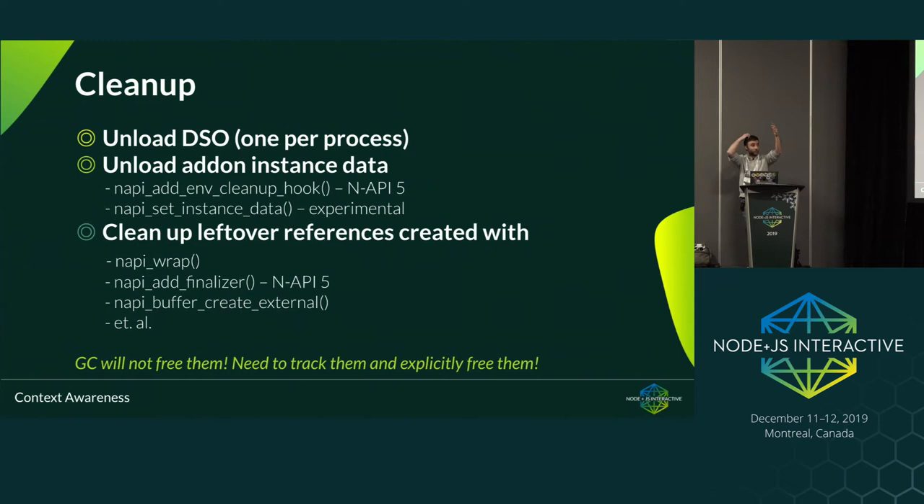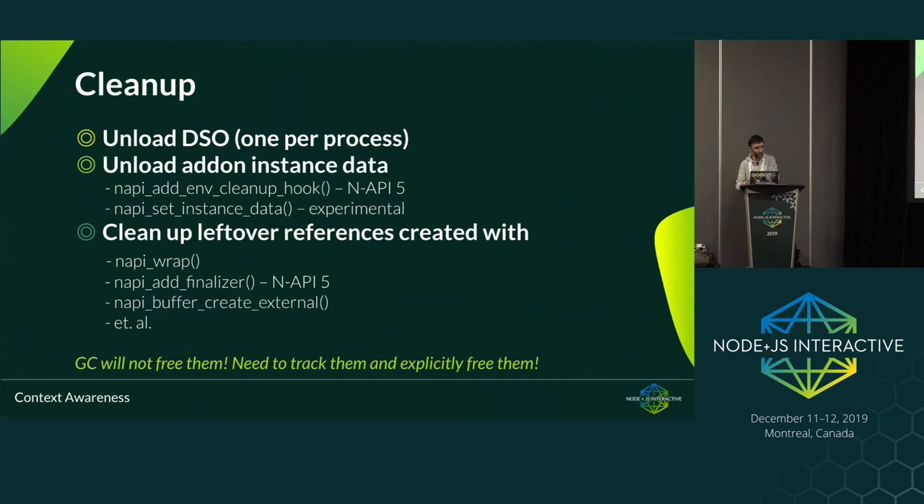Now, there are ways that Node.js informs you that things are dying. One thing you can do in init is to add a cleanup hook. A cleanup hook basically means, okay, this Node.js instance is about to die, so you may want to do something or not. Up to you. And that's now part of N-API 5. It's stable, so you can just do that in your init, and then inside it, you get an env, so you can still call functions in N-API because although the environment is dying, it's not dead yet. So you can still do some cleanup.